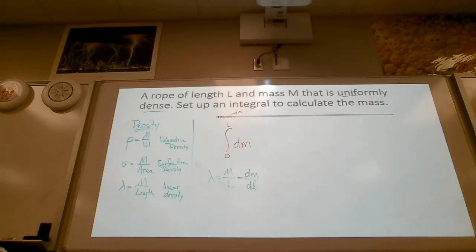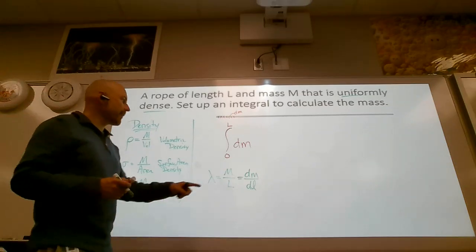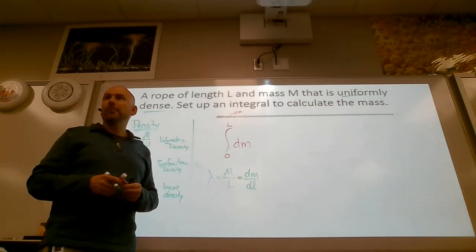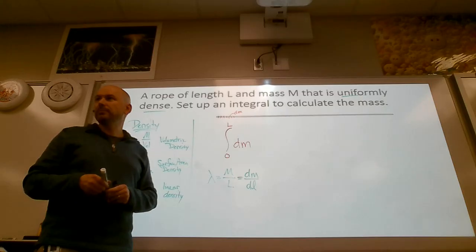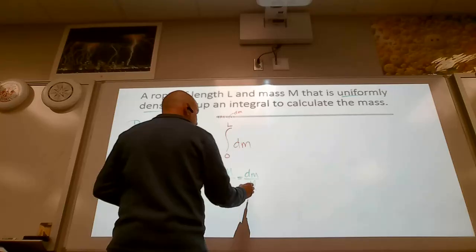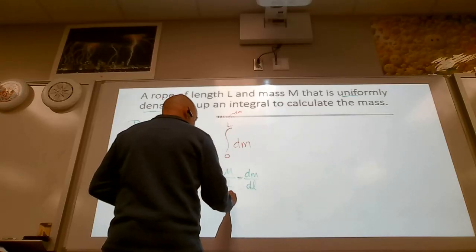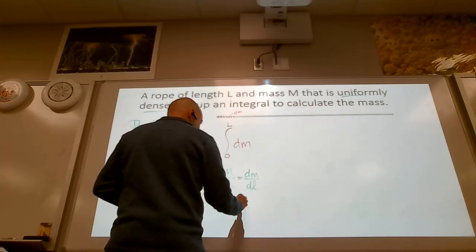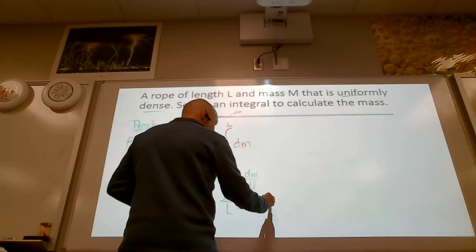This trick right there, you're going to use the rest of the year, the rest of the academic year. Instead of mass, we're going to use it for charge next semester. It's the same trick. Okay. So what I can do here is I can rearrange this. So we've got an entire mass over the entire length times dl is equal to dm.